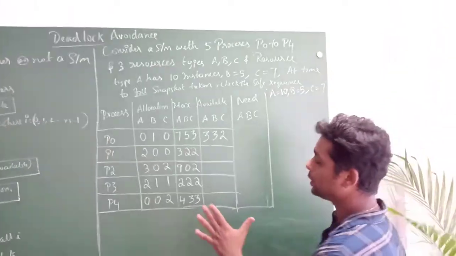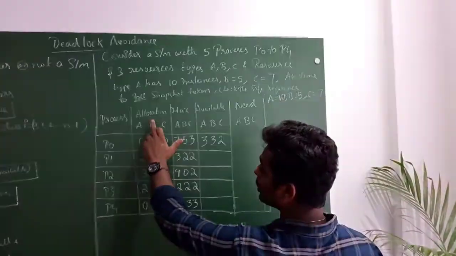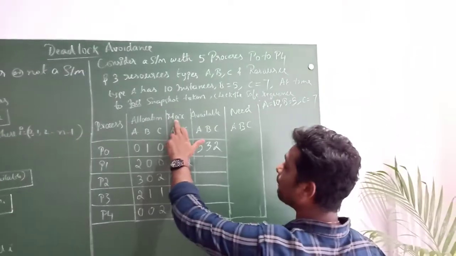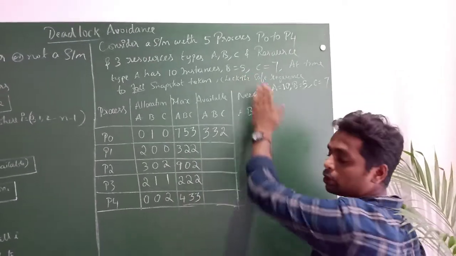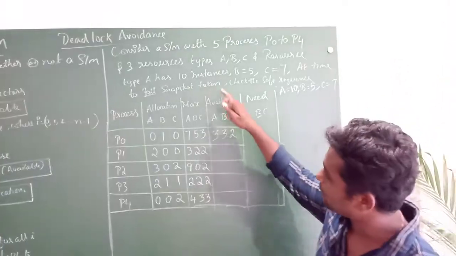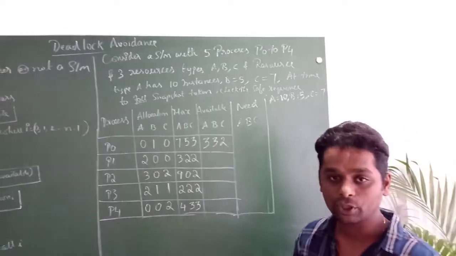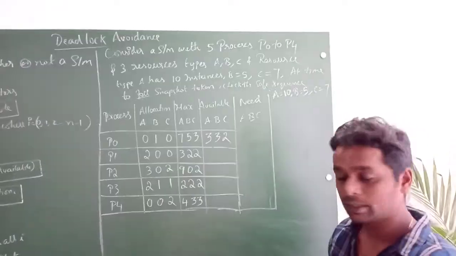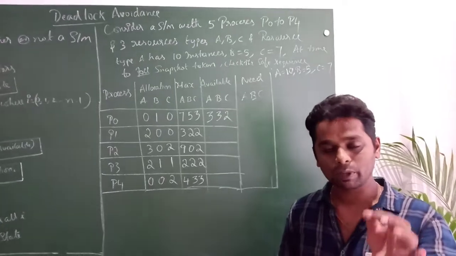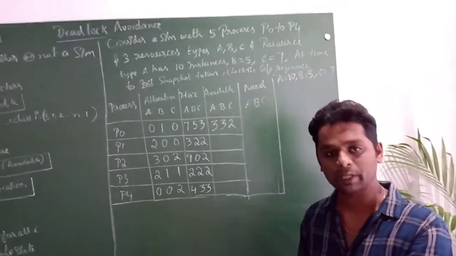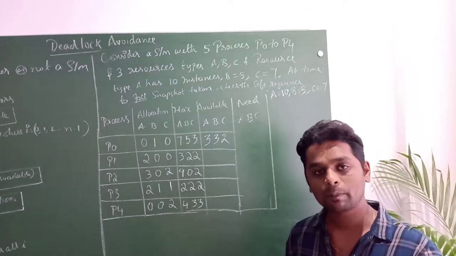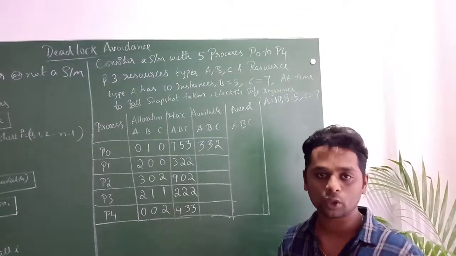So here, according to your banker's algorithm, they have given allocation, maximum, available, but I need to calculate your need. I said that in deadlock avoidance, whenever a process enters the system, every process has to specify the maximum number of instances of each resource type it needs.